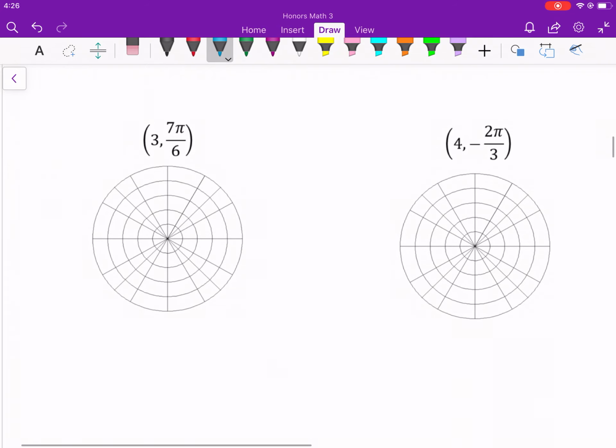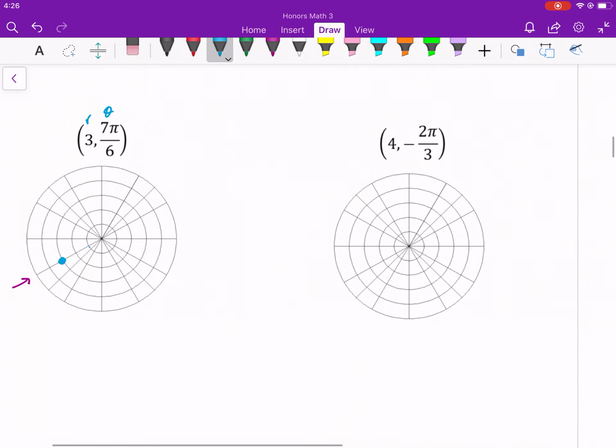Okay? So we've got 3, 7 pi 6, the same thing. This is our radius. This is our theta. I usually go to my angle first. So 7 pi 6 is right here, and I'm just going to go out 3. 1, 2, 3. And there's the coordinate.